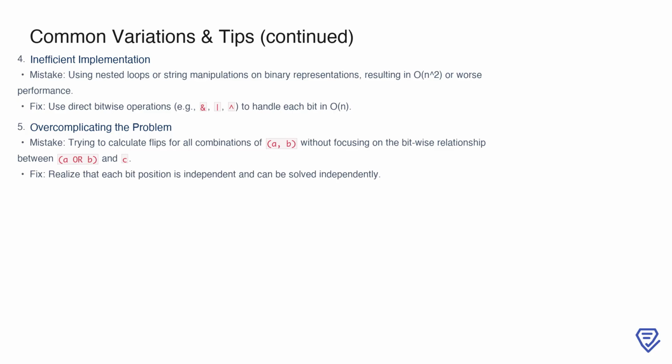Another frequent pitfall is writing inefficient implementations. For instance, using nested loops or performing string manipulations on binary representations can significantly degrade performance, especially for large inputs. Instead, leverage direct bitwise operations like AND and caret to process each bit in O(n) time. Additionally, some overcomplicate the problem by focusing on all possible combinations of A and B, which is unnecessary. The key is to recognize that each bit position is independent of the others. By solving for each bit position separately, you can simplify the logic and avoid redundant calculations.